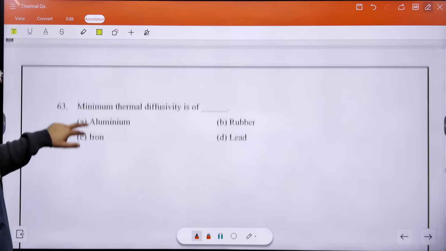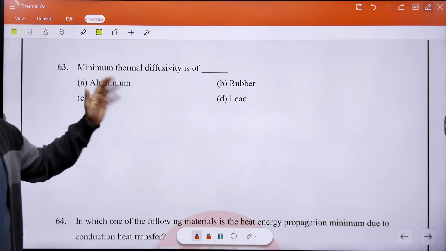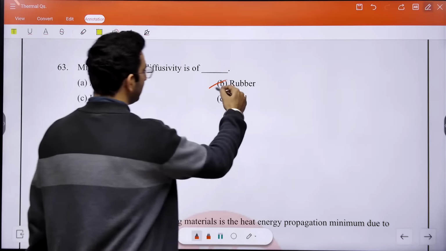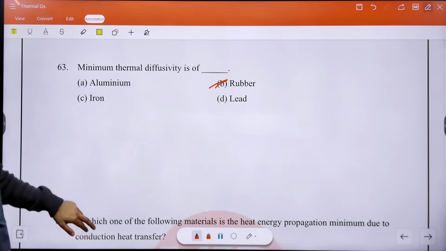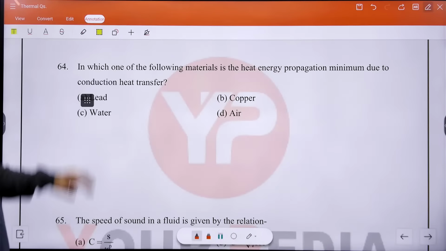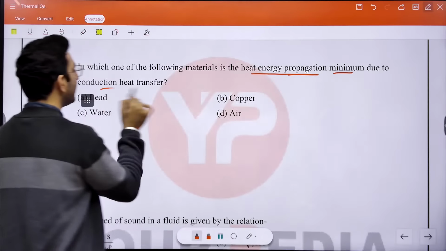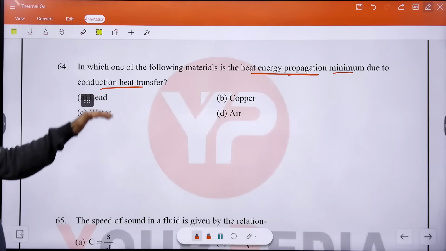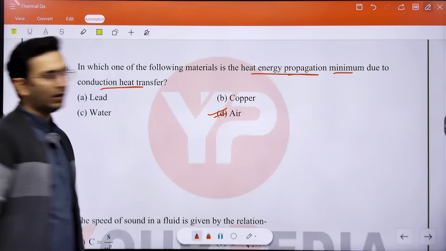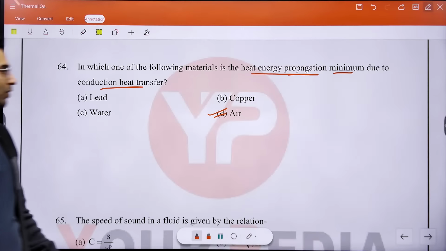Next, minimum thermal diffusivity is of aluminium, iron, lead here. So out of the 4 options, you can directly see rubber is going to be the correct answer here. It is a non-metal. Next, in which one of the following materials is the heat energy propagation minimum due to conduction heat transfer? Lead, copper, water, air. It doesn't require any explanation. Air has a very low value of the thermal conductivity.